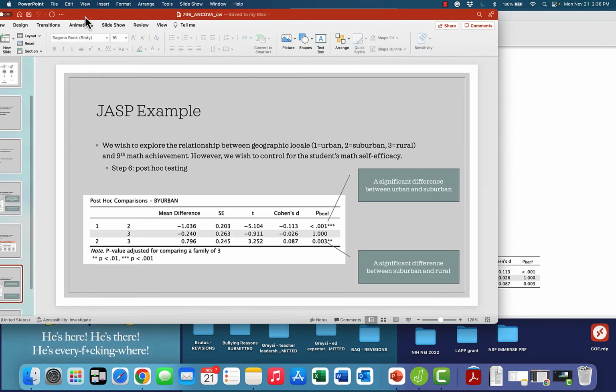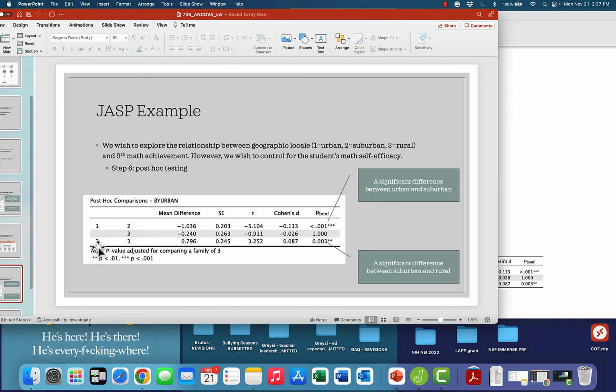I'm going to switch over here to our slides for a second. And 1, again, is urban, 2 is suburban. And so we see here there's a significant difference between urban and suburban. This negative is telling us that suburban is higher on average, and we've got a significant p-value. So there is a significant difference between urban and suburban, where suburban schools have higher average math achievement.